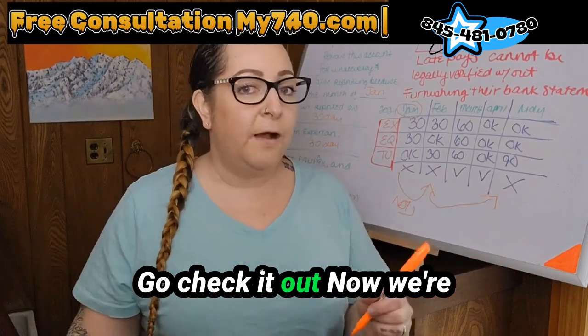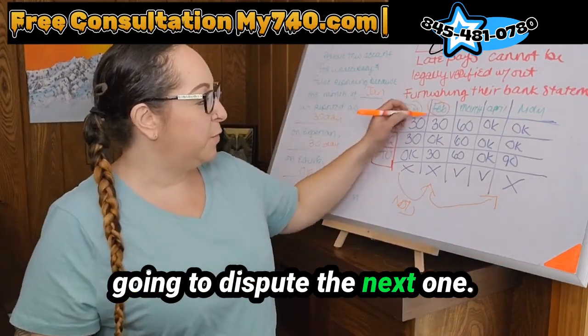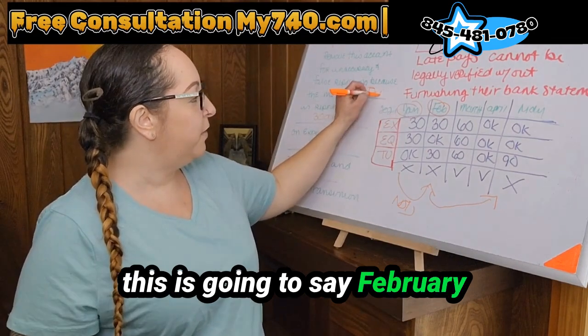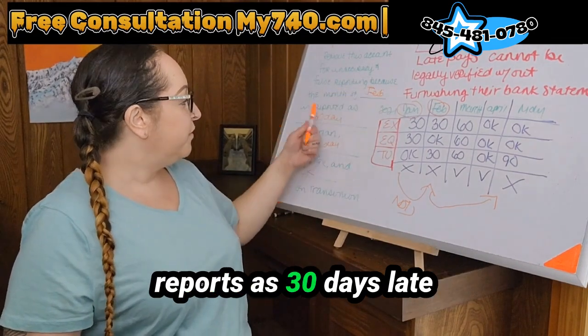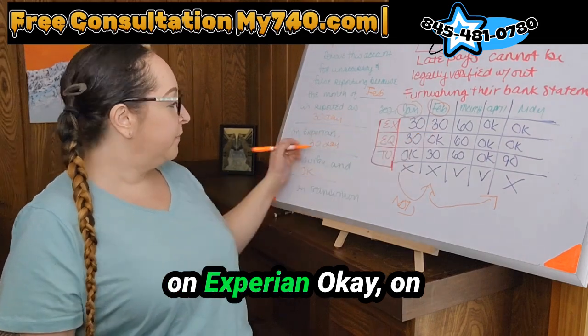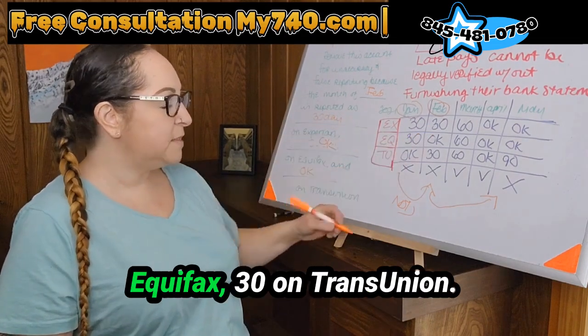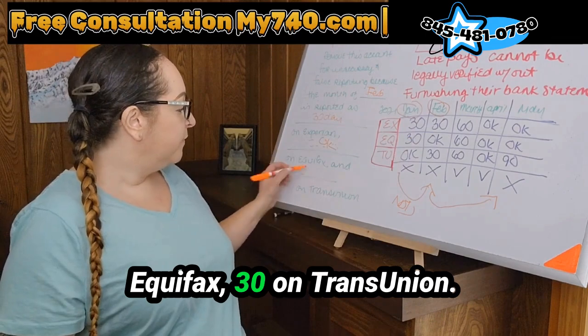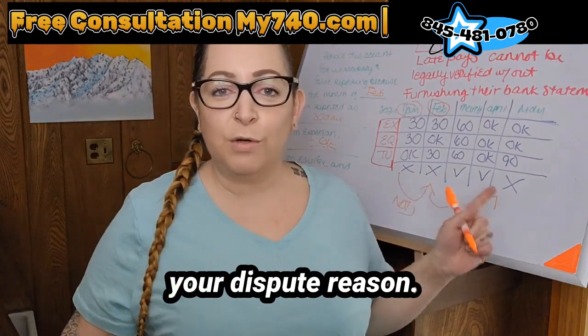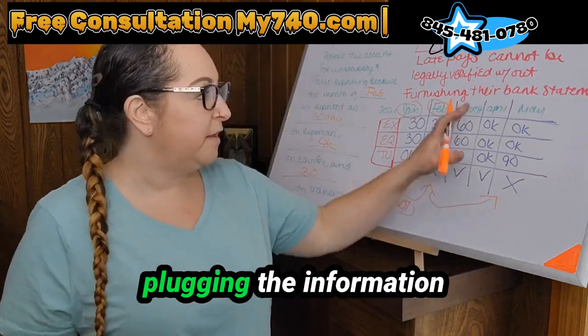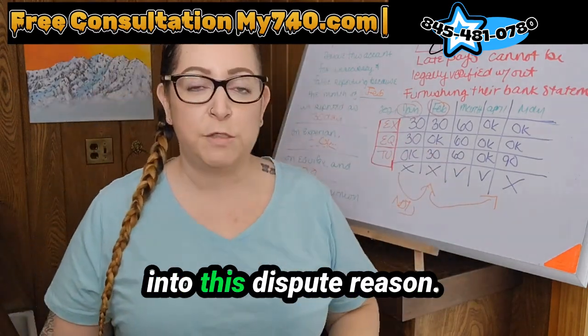Now, we're going to dispute the next one. This is going to say February reports as 30 days late on Experian, okay on Equifax, 30 on TransUnion. This is how you write your dispute reason. All you're doing is plugging the information into this dispute reason.